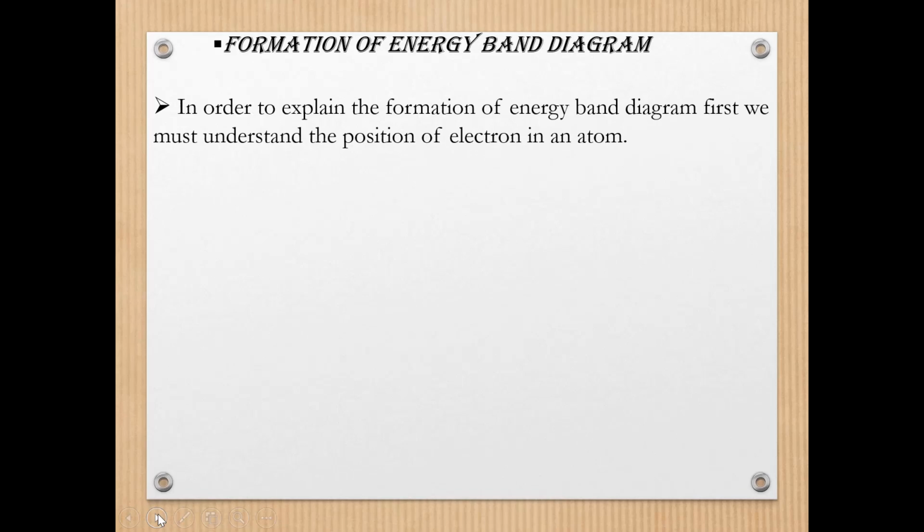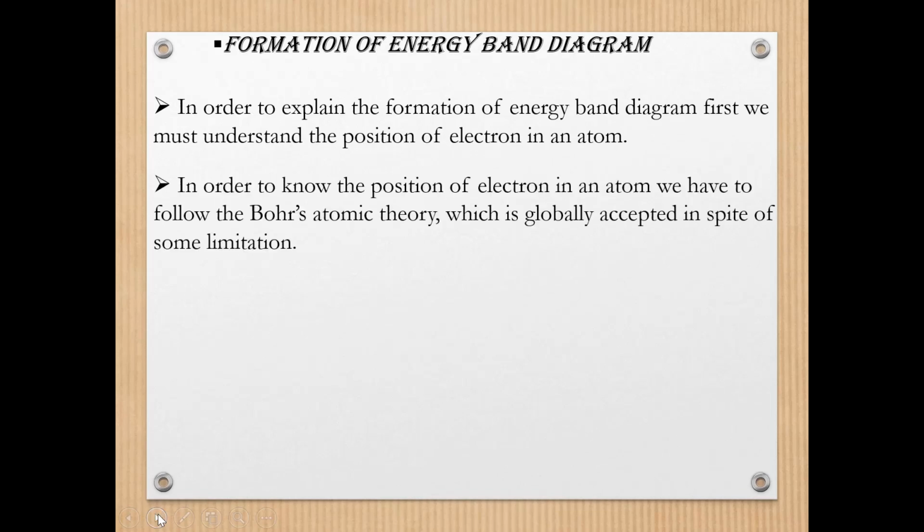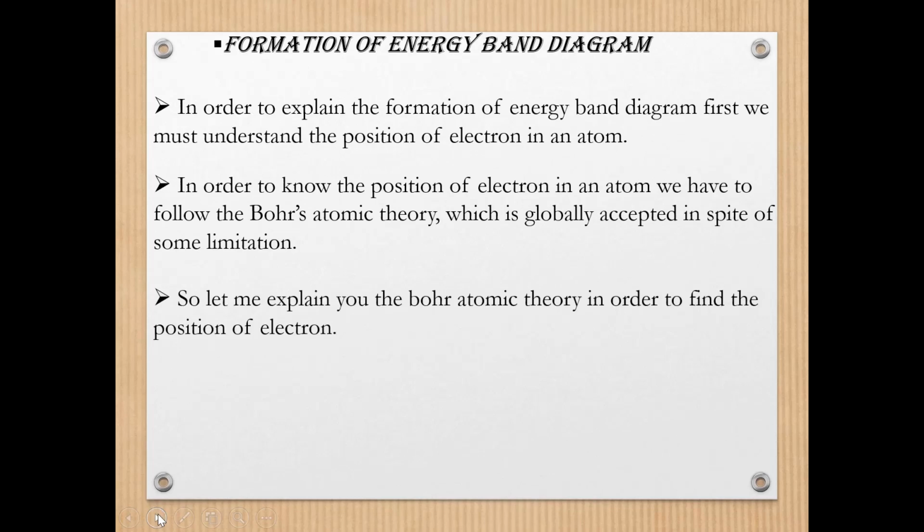we must first know the position of an electron in an atom. Where does this electron lie and what is the behavior of this electron? In order to know the position of an electron in an atom, we have to follow the Bohr atomic theory, which is globally accepted in spite of some limitations. So let me explain the Bohr atomic theory in order to find the position of an electron in an atom.